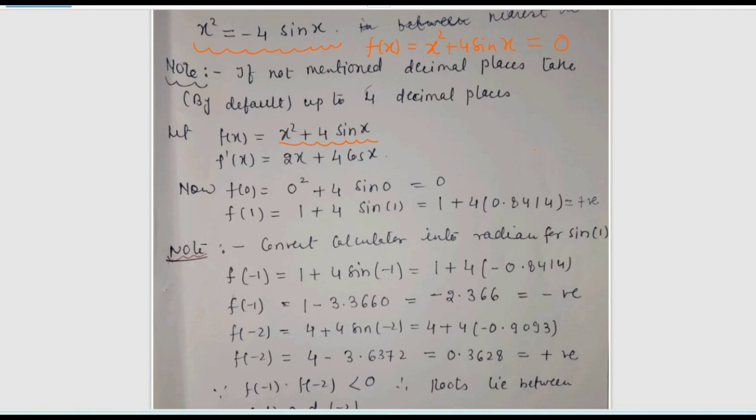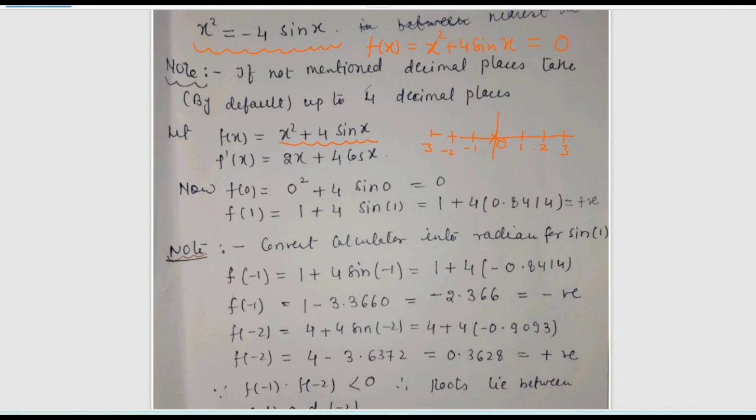For that, you put f of 0, because on the number line you can consider 0 as the origin, and then you can substitute 1, then 2, then 3 and so on. On the left hand side you can substitute minus 1, minus 2, minus 3, whatever you want. So I am starting with the initial number f of 0. If you write this, it is 0 square plus 4 sine 0, so you will get this equal to 0. Now, we cannot say if there is any sign on 0, so this we can discard.